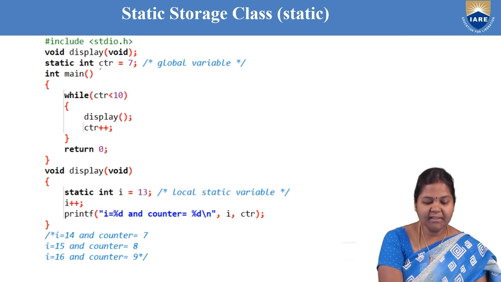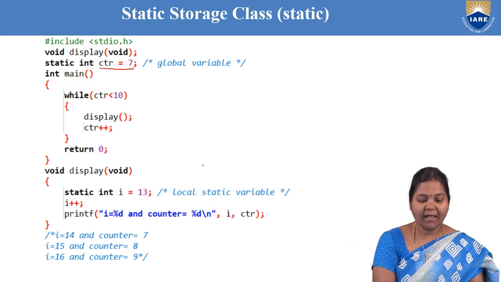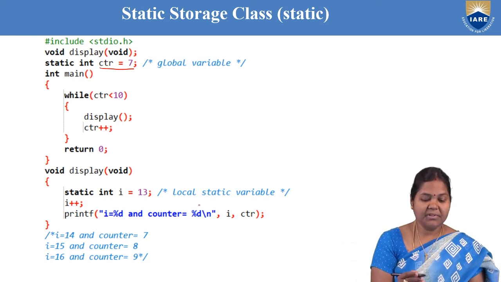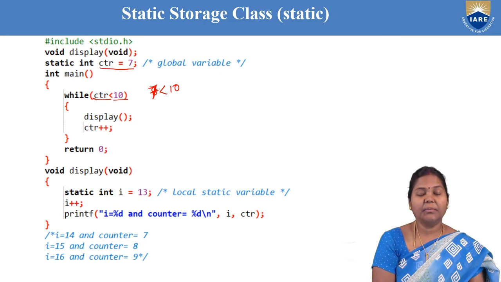For example, initially we have declared one global variable which is a static type: static int counter = 7. That means the value of counter, 7, will be visible throughout the program. When any updation is done to the counter variable, that updated value will be retained throughout the program. Let us see how. Now, we are checking inside the loop: the counter value is less than 10. Yes, 7 is less than 10. So, if it is less than 10, then call the display function.